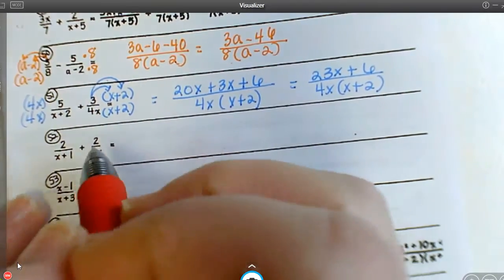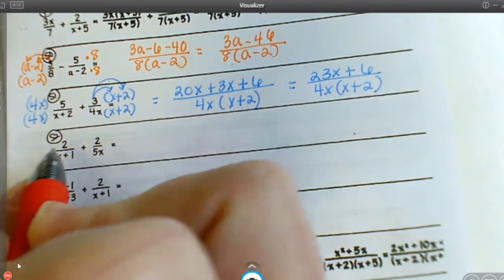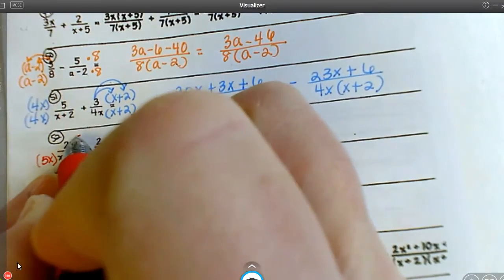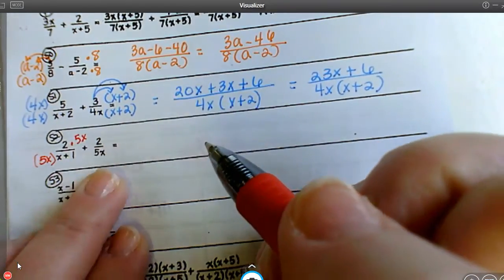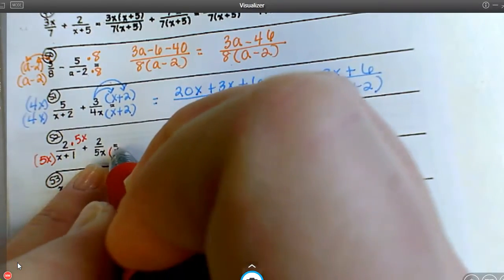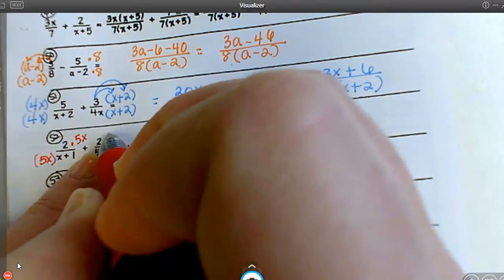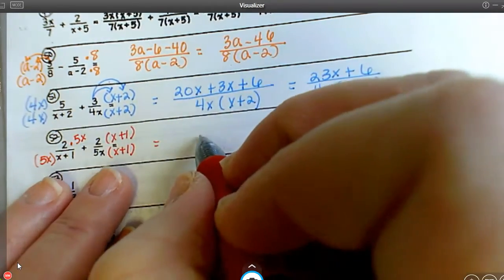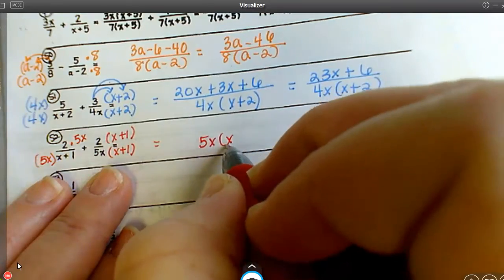So on 52, we've got this x plus 1 and the 5x. So I'm going to multiply that by 5x, which means I also need to multiply the 2 by 5x. The 5x will have to be multiplied by x plus 1, which means the 2 will have to be multiplied by x plus 1. So on the bottom, I know I'll have a 5x and an x plus 1.